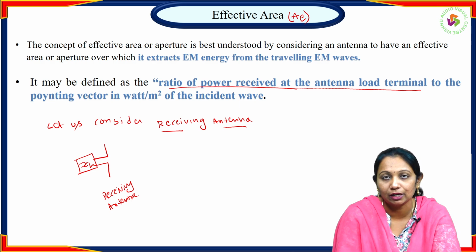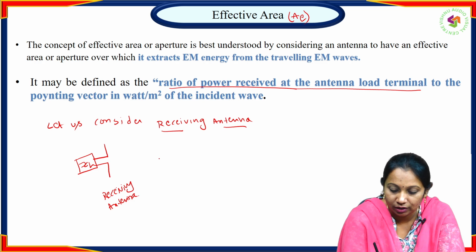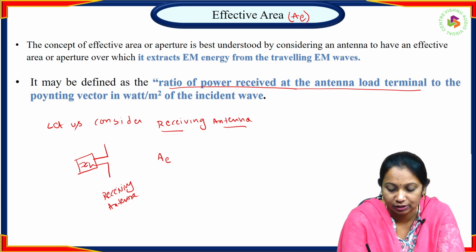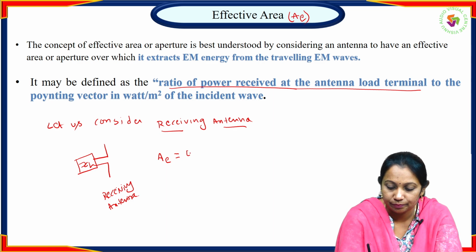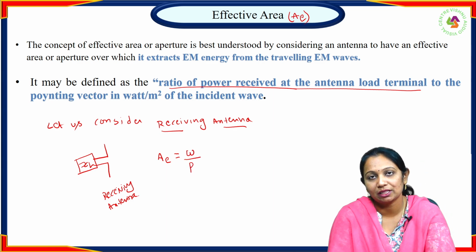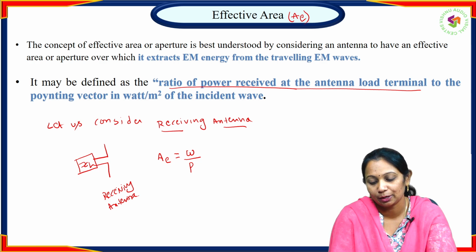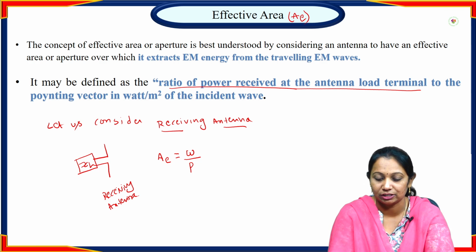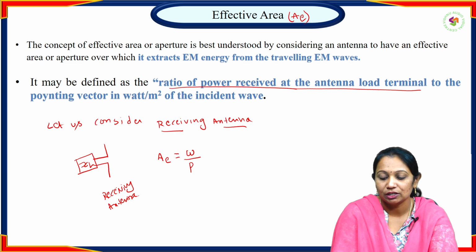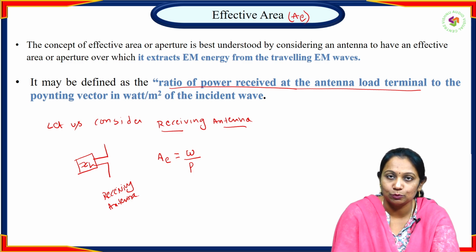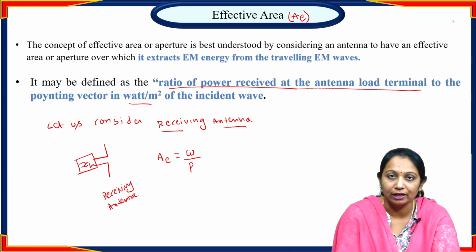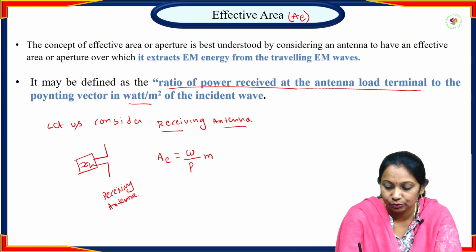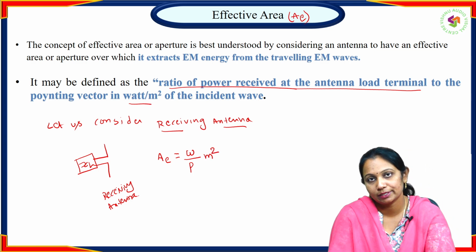The pointing vector is denoted P. Then we write the expression for the effective area: AE is equal to W by P, where W is the power received by the antenna. The unit for power is watt, for the pointing vector it is watt per meter square, and the unit for the effective area is meter square.